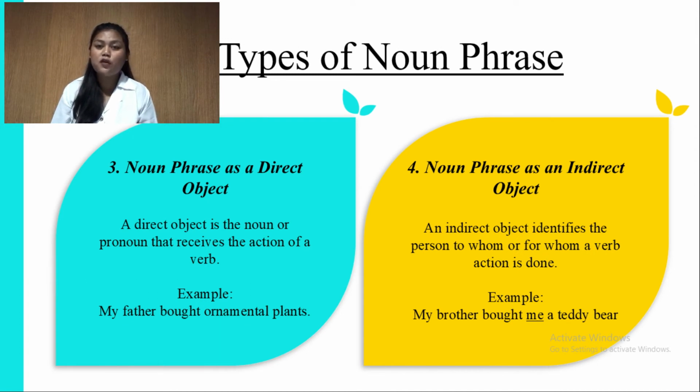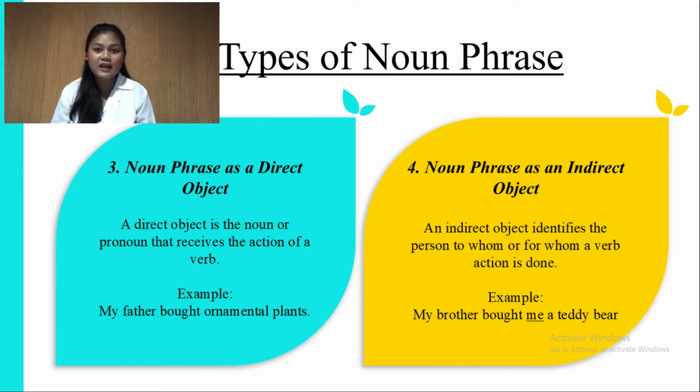The third type of noun phrase is noun phrase as a direct object. A direct object is a noun or pronoun that receives the action of the verb. For example, my father bought ornamental plants. The direct object of this sentence is ornamental plants, and it directly receives the action of the verb bought.